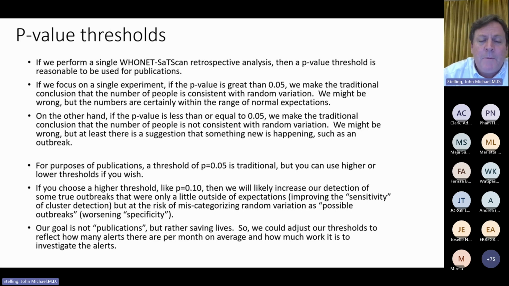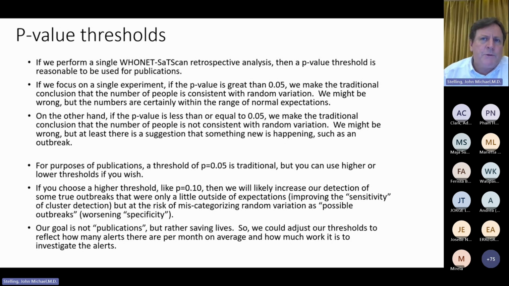It's traditional. But our goal in our hospitals and our communities is not publications, it's saving lives. So if the p-value is 0.06, I'm not going to ignore it. It might be a small outbreak that's just starting. So you might even think about having a different threshold.